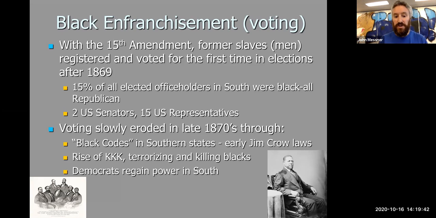And we also see Democrats kind of regain power in the South, both because the Republicans have corruption issues nationwide, and just as Blacks are kind of receding in public life out of fear and intimidation from these military groups, the Democrats and whites continue to swoop in and regain power in politics and through voting.